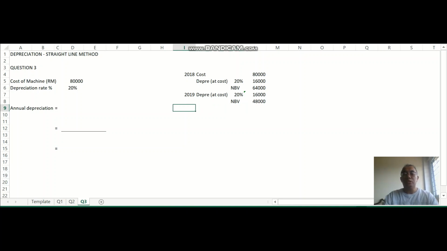So we proceed to 2020. I just cut and paste because we can save some time. Again I go to the rate and multiply with the cost. Still you get 16,000, and the net book value is 48. Oh, I forgot to put the negative sign over here. If I want to put the negative sign, I need to multiply by -1.